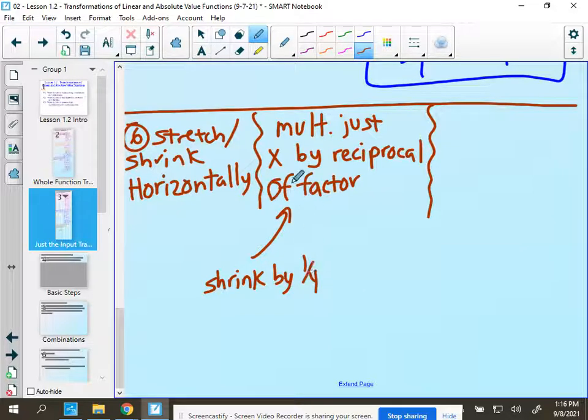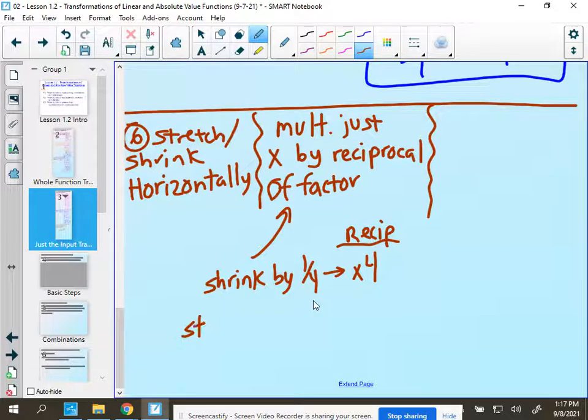I'm going to multiply just x not by 1/4, but by the reciprocal of 1/4, which is 4. Okay, so the reciprocal, I'm just going to say we multiply everything by 4 in that case. So that's a little bit weird. Let's do a stretch one. What would stretch look like?